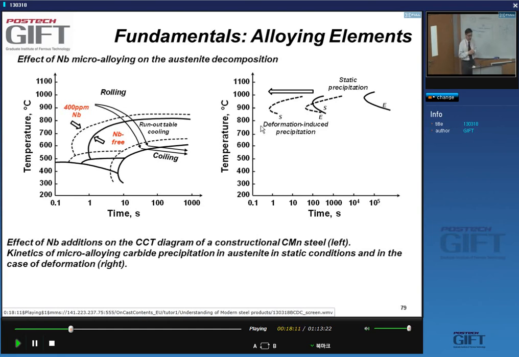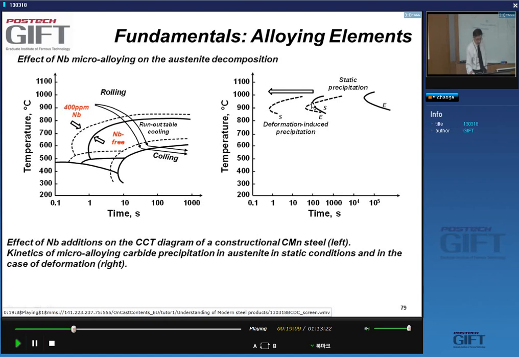Let's first have a look at this precipitation of niobium carbide. If we have recrystallized austenite like this, and we look at what's called the precipitation time-temperature diagram of niobium carbide, we get these two C curves here for the static precipitation of niobium carbide. And you see that, for instance, in the range of 1,000 to 900 degrees C, it takes 100 seconds or slightly more to start the precipitation of niobium carbide. And it takes a very long time before it's finished.